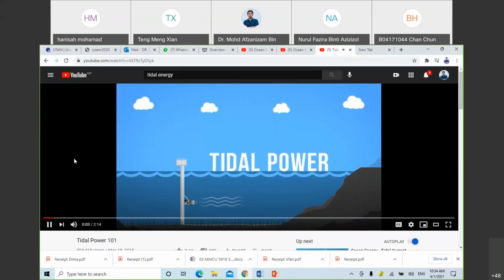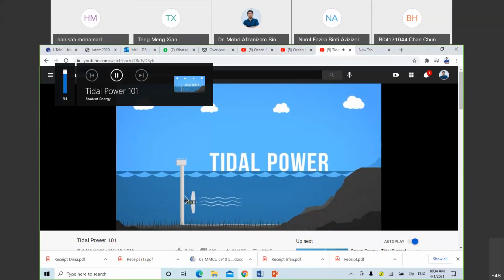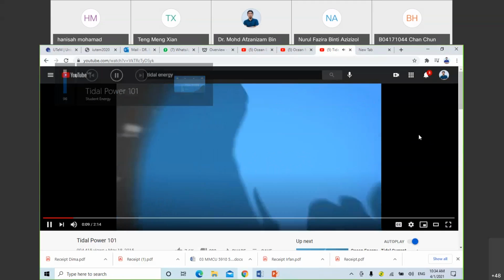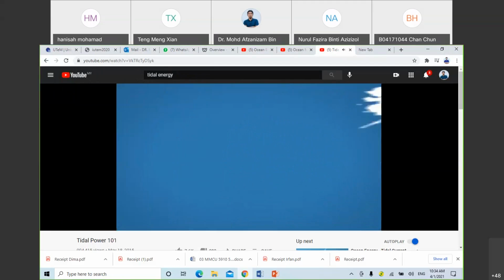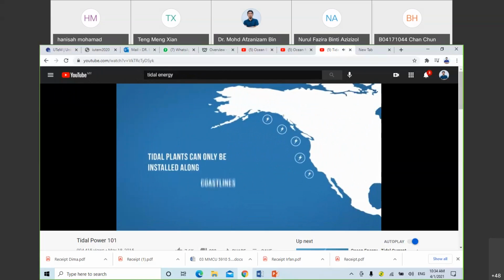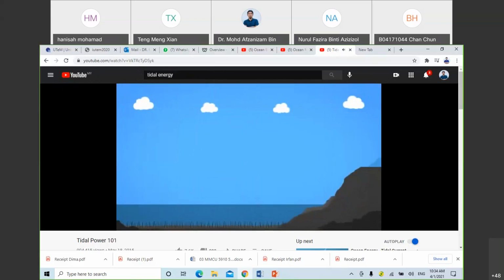Tidal power is a form of hydropower that converts the energy from the natural rise and fall of the tides into electricity. Tides are caused by the combined effects of gravitational forces exerted by the moon, the sun, and the rotation of the earth. Tidal plants can only be installed along coastlines. Coastlines often experience 2 high tides and 2 low tides on a daily basis. The difference in water levels must be at least 5 meters high to produce electricity.